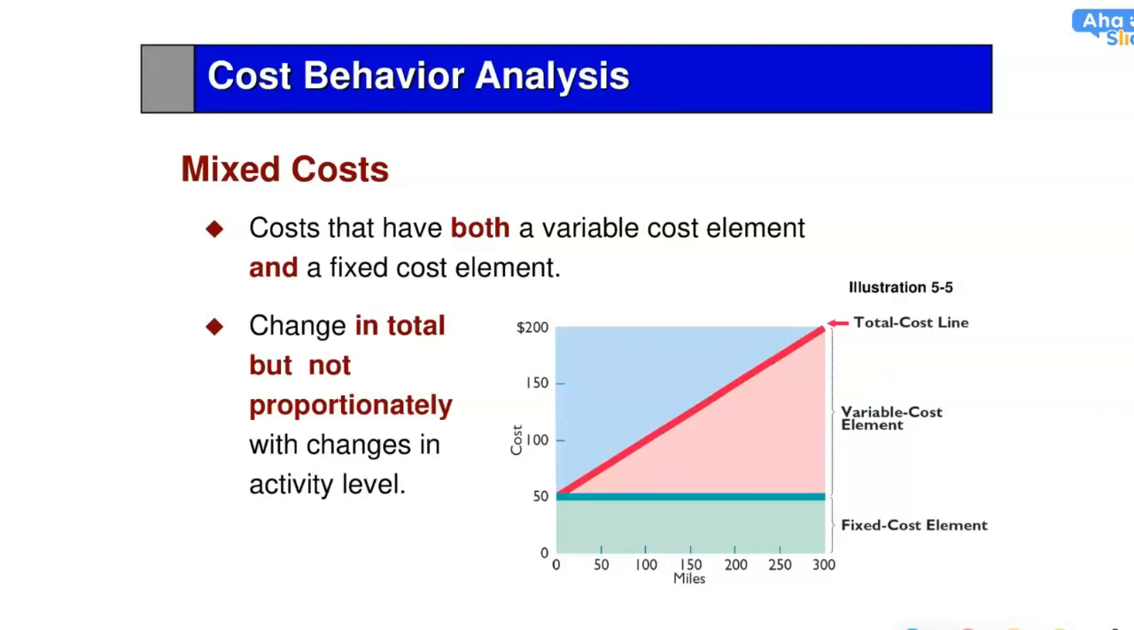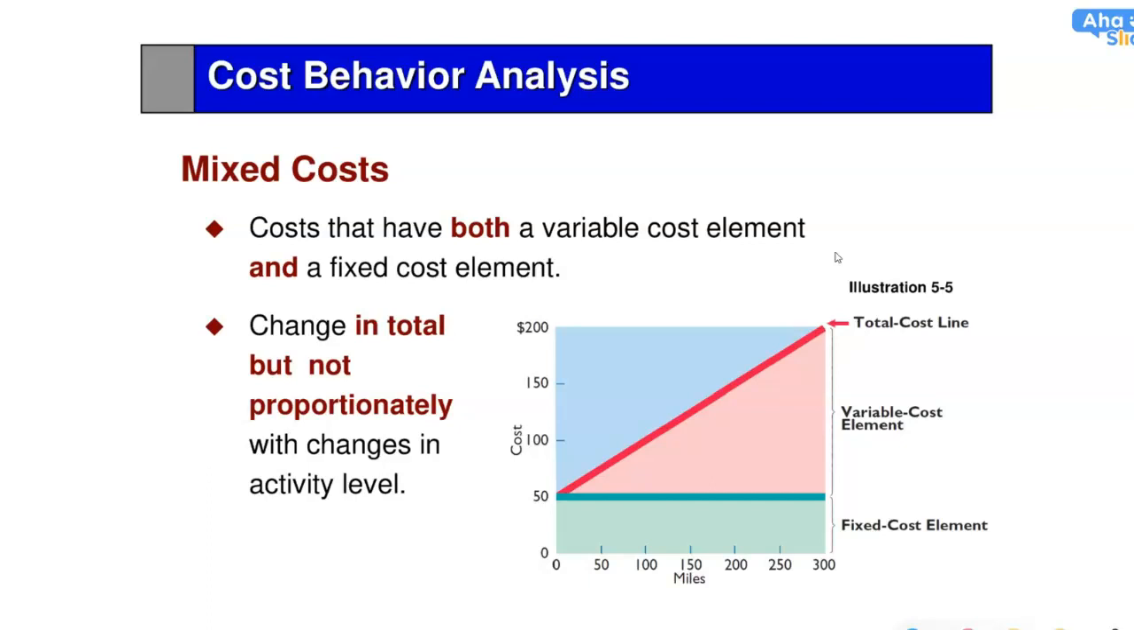Now there's a third category of costs, which are called mixed costs. Called mixed costs because they're both fixed and variable combined. The total cost is partly fixed, and you see in the graph the green area down here, and partly variable. Looking at the graph, you see at zero level of activity, there's still a cost, 50. But as the activity increases, the total costs increase.